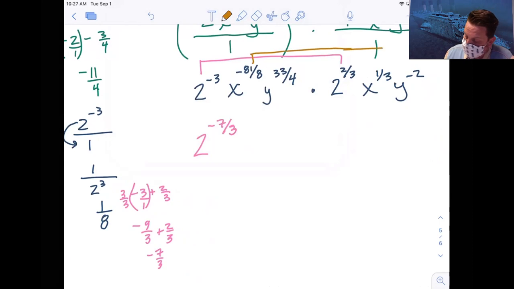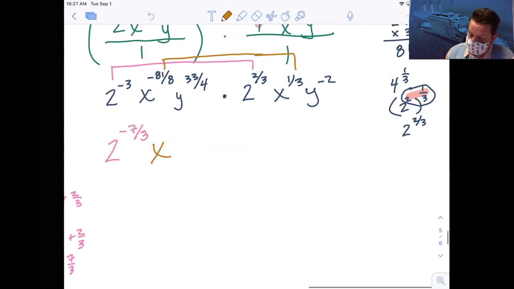All right, let's do the x's now. I have powers of x that I can combine. So it's x to the, oh boy, negative 81/8 plus 1/3. Dang, let's do that one off to the side because that one is not as straightforward as the other ones. Negative 81/8 plus 1/3, sorry. Now in this case, the crisscross applesauce would be a good way to go because what's the LCM of 8 and 3? 24, their product.